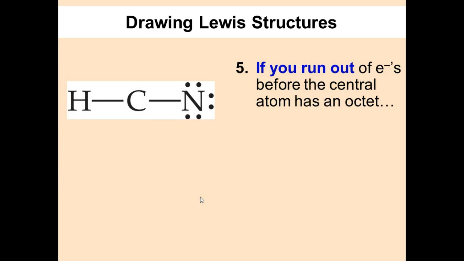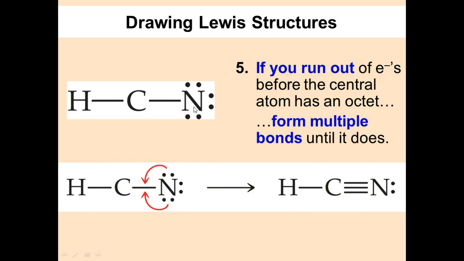And so here's another example. Same thing, so we have hydrogen, carbon, nitrogen. So if you run out of electrons before the central atom has an octet, we have to start making double bonds and triple bonds until this one's satisfied. So we just take electrons from the one with extra electrons. And so here we took these 2 electrons from nitrogen and formed a double bond, but that still didn't work because it only has 6 electrons. So then we took another pair and used it for a bond and formed a triple bond.